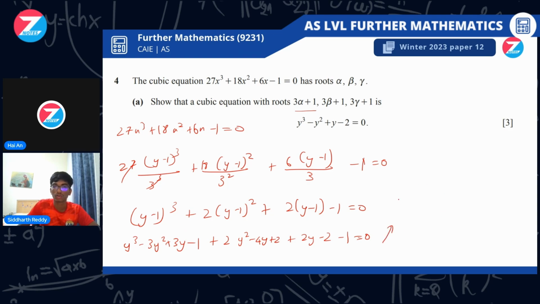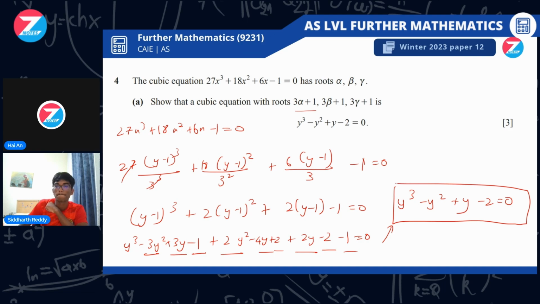So this leads us to y cubed. Minus 3y squared plus 2y squared is just minus y squared. 3y minus 4y plus 2y, that's going to be plus y. And minus 1 plus 2 minus 2 minus 1 is just going to be minus 2, equal to 0. So this is what we have. So it's been shown. So let's move to the next question.